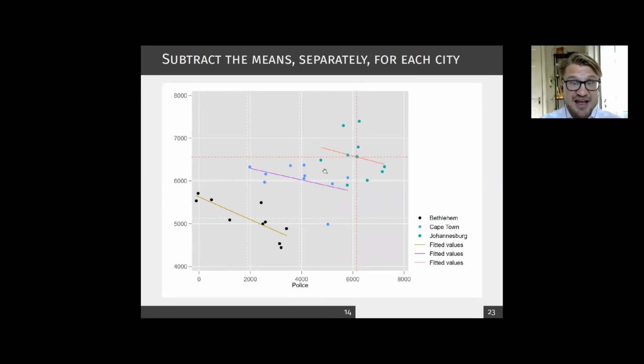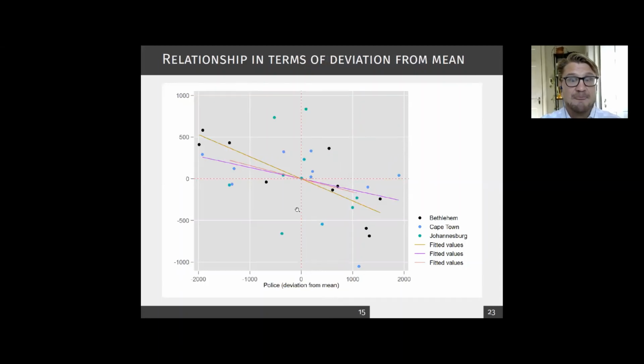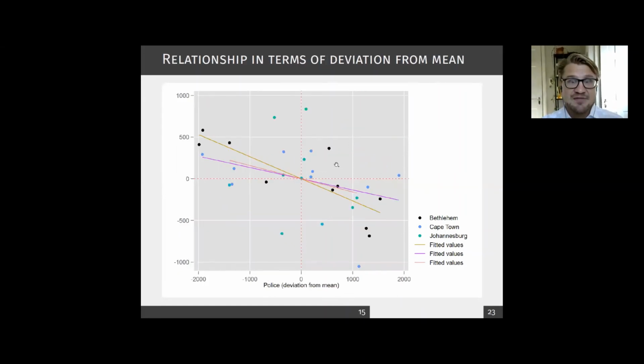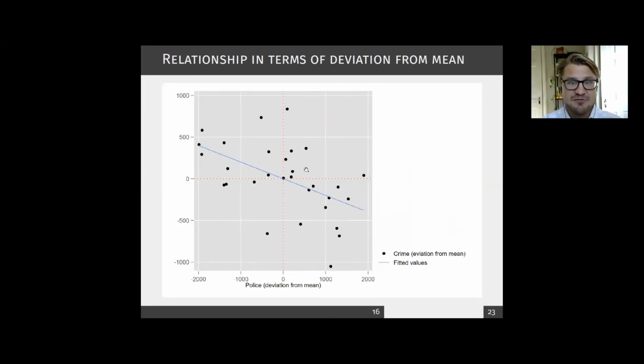Now you actually stack them on top of each other. You stack them at that point where they have the mean value of police and the mean value of crime. So you're actually moving all of these data sets, kind of squashing them together. And this is the remaining variation that you're actually looking at when you have a fixed effects model. And of course, now you actually have this negative relationship that you're capturing. Great, that's it for this.